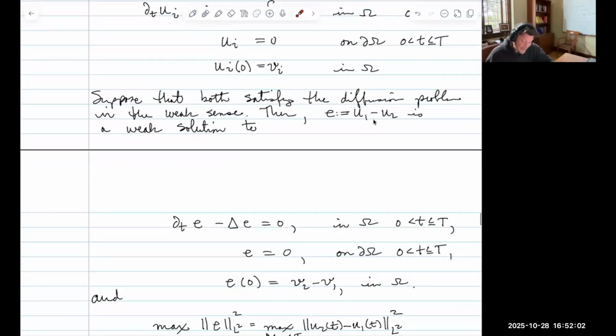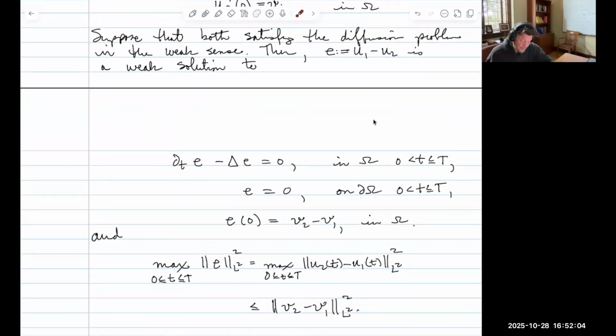And the equation that is going to solve is this equation. That's because of linearity. The difference of the two solutions has to solve what's called a homogeneous heat equation, or a homogeneous diffusion equation. Homogeneous because there's no right-hand side, with homogeneous Dirichlet boundary conditions. And the initial conditions are not homogeneous. They are V2 minus V1.